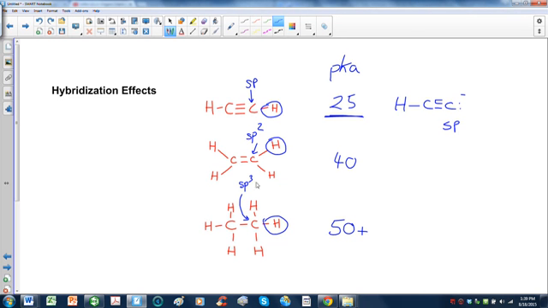So those are all the possible ways that compounds can be influenced in their acidity.